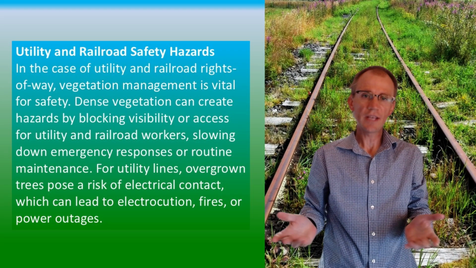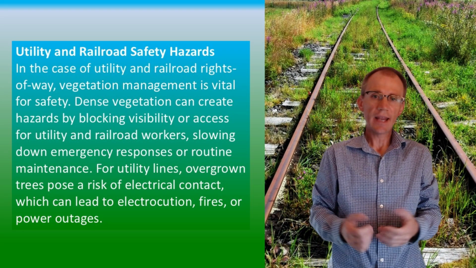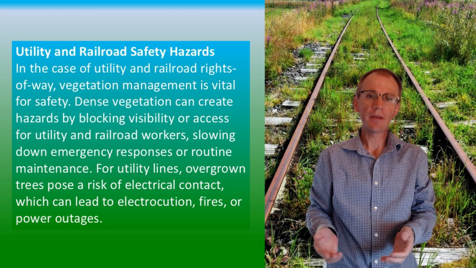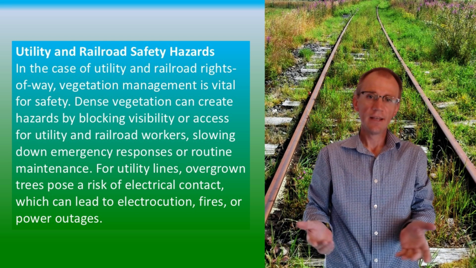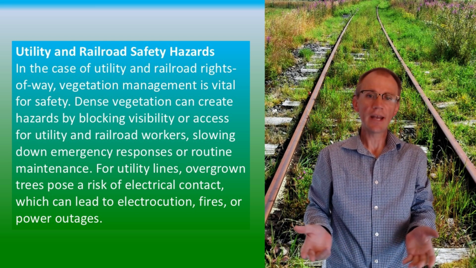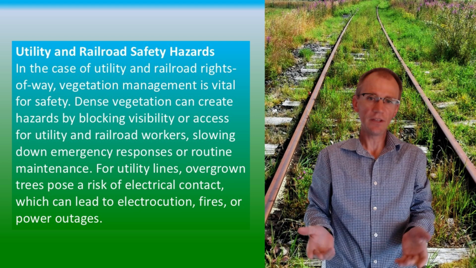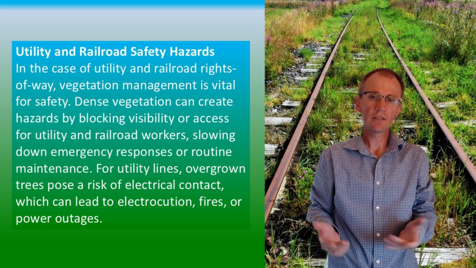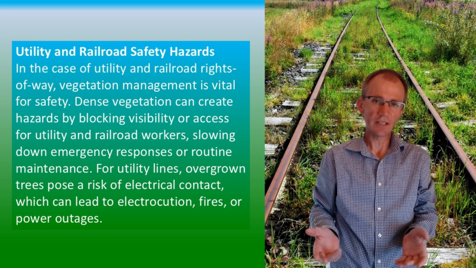Utility and railroad safety hazards. In the case of utility and railroad rights-of-way, vegetation management is vital for safety. Dense vegetation can create hazards by blocking visibility or access for utility and railroad workers, slowing down emergency responses or routine maintenance.